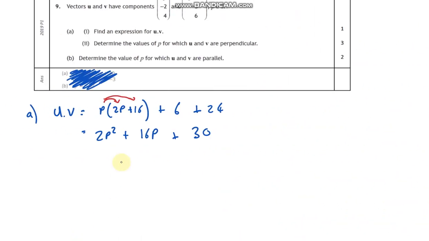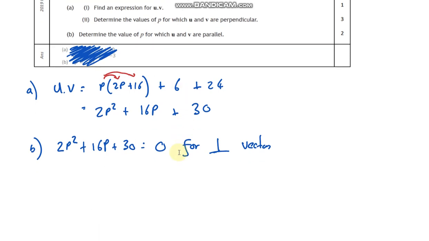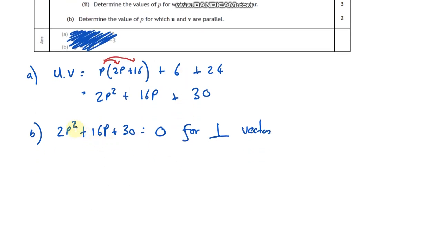Okay, so I would be starting off by saying, for part B, I'd be saying that 2p squared plus 16p plus 30 is equal to 0 for perpendicular vectors. I've just done a little perpendicular symbol there. You could write it, I'm being lazy. Yeah. And now we've got a quadratic equal to 0. We're going to have to factorise. So best way to do that is to take out your common factor of 2. Always take out a common factor first if you can.